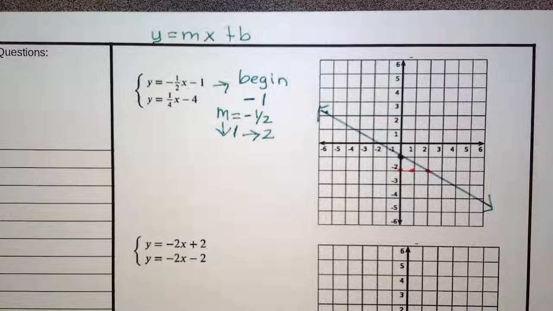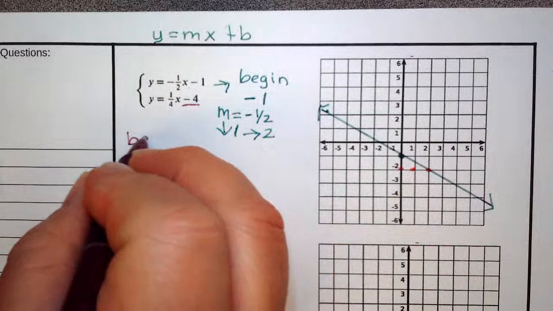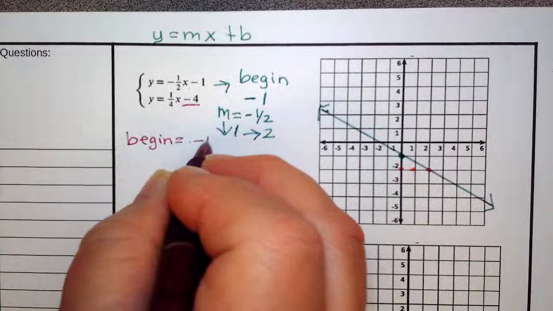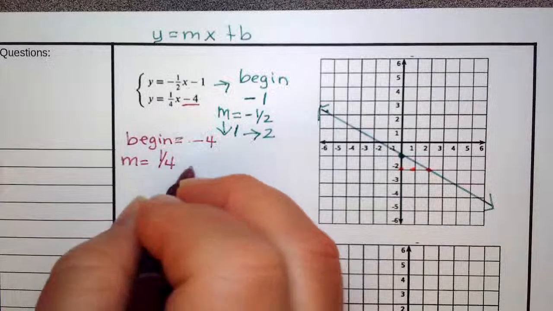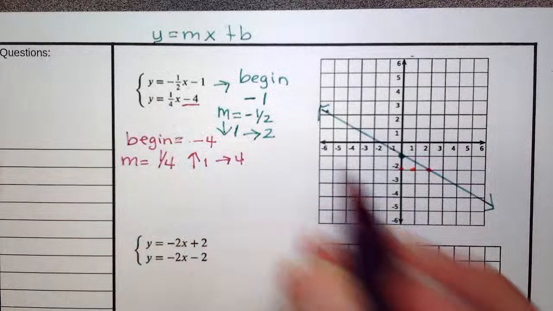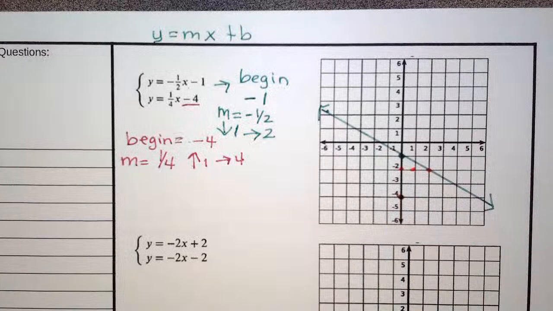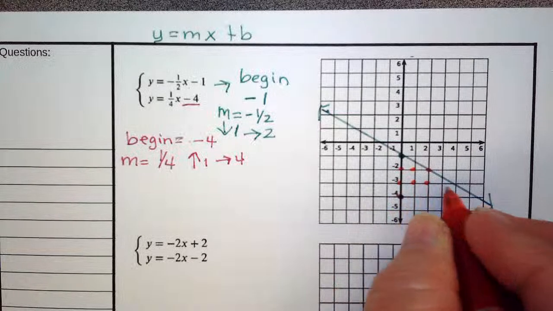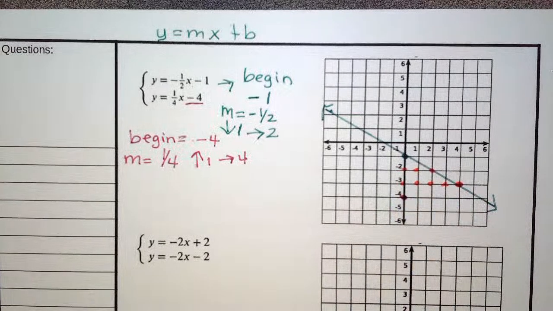What about the next one? Where do I begin? At negative 4. How do I move? 1/4, which is up 1, right 4. Where's negative 4 at? Right here. I go up 1, right 1, 2, 3, 4. That is my point of intersection.